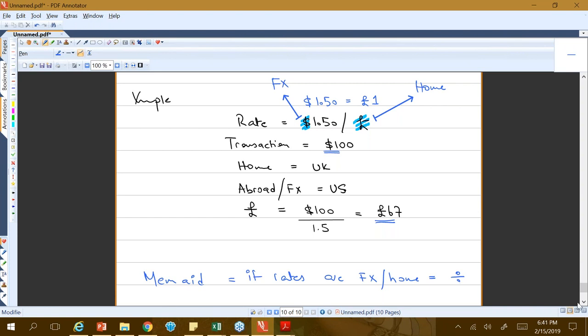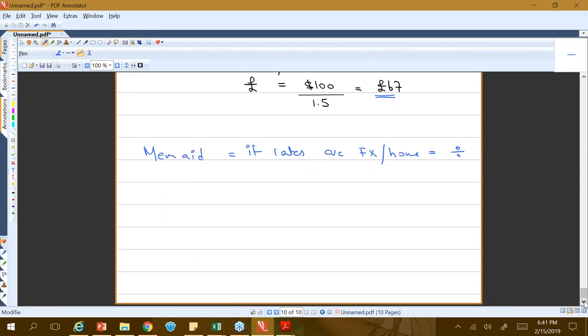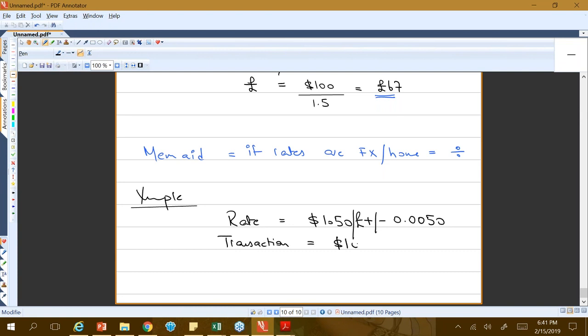Okay. Now, another example here. Sometimes the examining team gives us a rate in this way: $1.50 per pound, plus or minus 0.0050. The transaction is $100. Receipt.